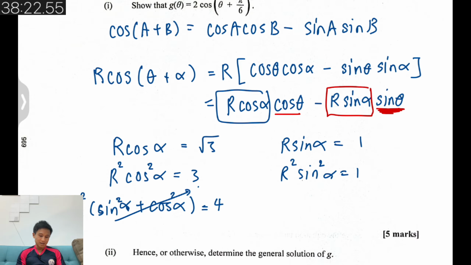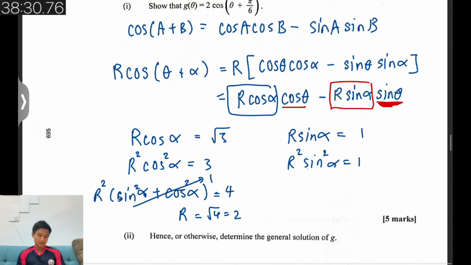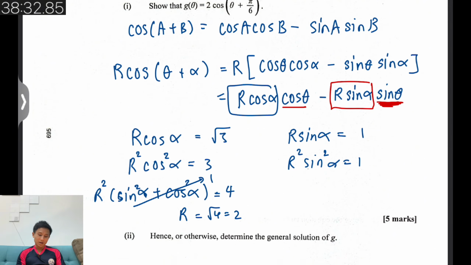So this is the identity of trigonometry. That goes to 1. So that means r is root 4, which is 2, right? Well, we get r of 2 already. We can put r to maybe the cos there. So 2 cos alpha is root 3. Yeah, I'm using this one.